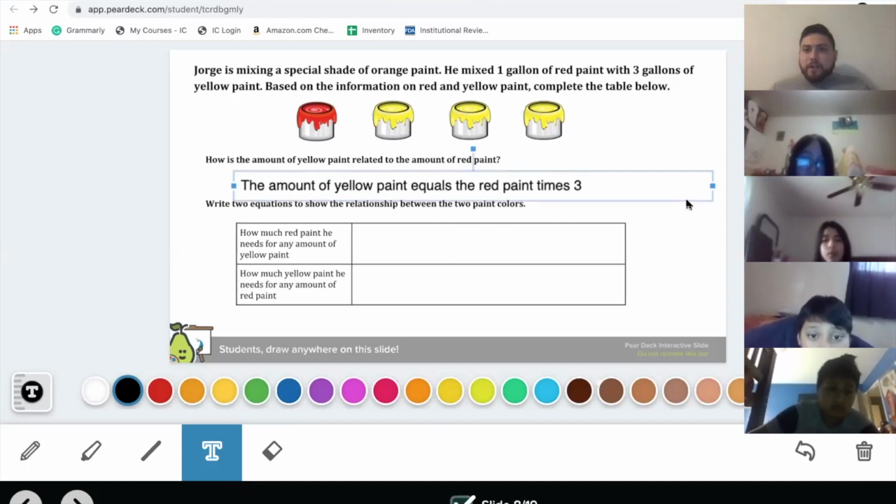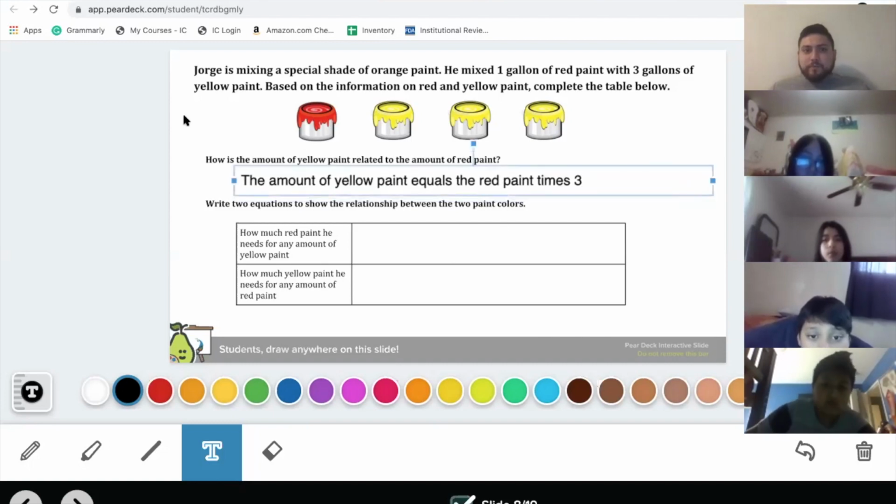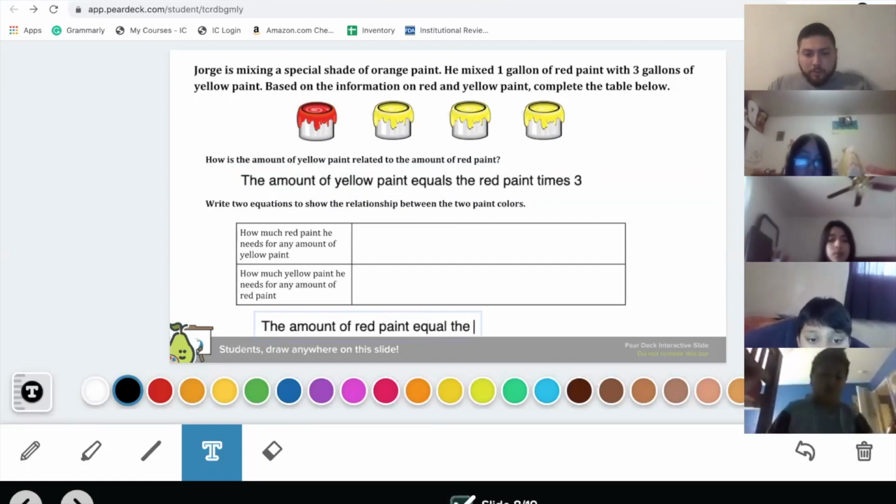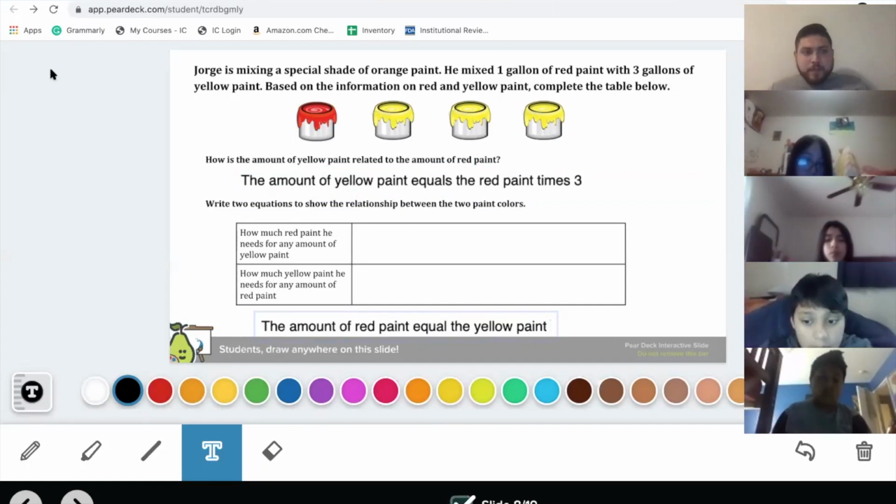Now, if we think of the opposite of that, though, the amount, let's think of opposite of multiplication now. So the amount of red paint equals the yellow paint. And then what's the opposite of multiplication? Thank you, Angel, for answering in the chat. Thank you, Yasmin, for finishing the sentence.